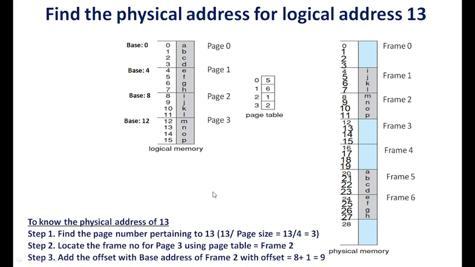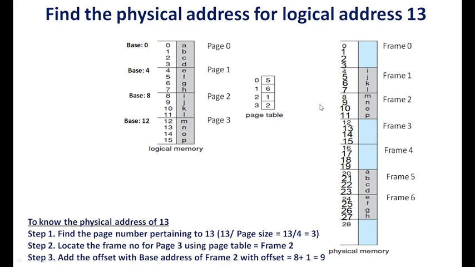Step 2: locate the frame number of page 3 with the help of the page table. You just go to the page table and use 3 as an index, and you find the frame number as 2. So you know the frame number now, and you should calculate the base address of the second frame. Without even looking at the picture, you can say that it must be 8, because the size of a frame is 4. You just multiply 4 by 2, and 8 is the answer. So the starting address of the second frame is 8.